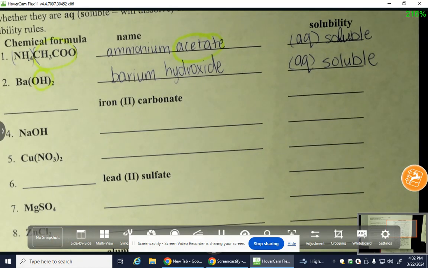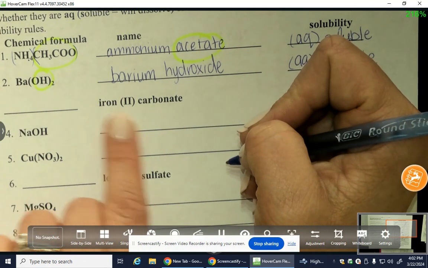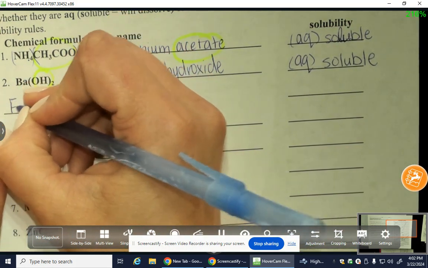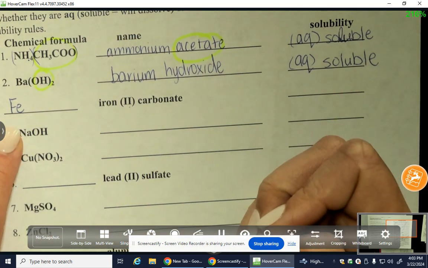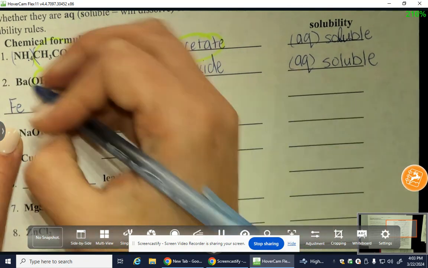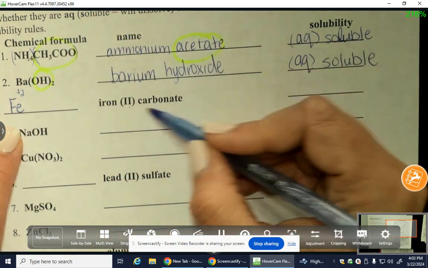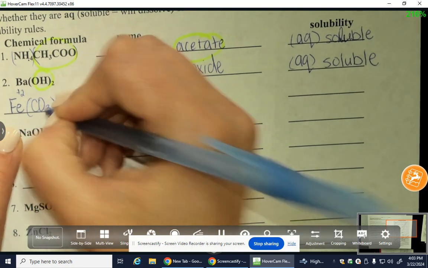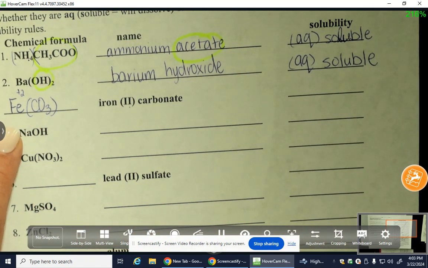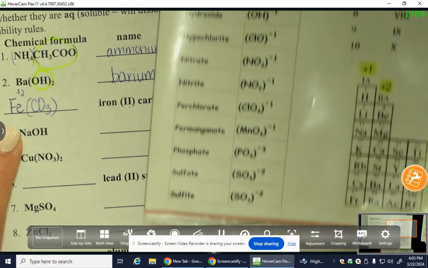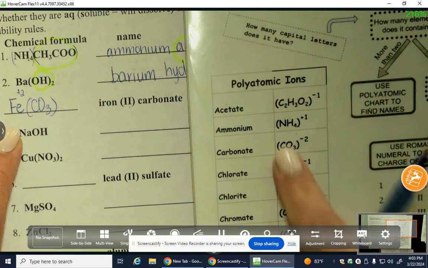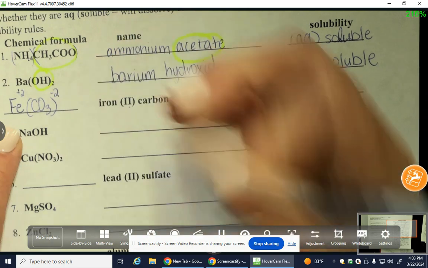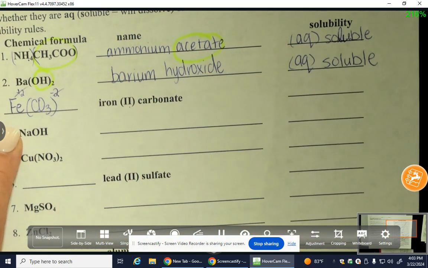All right, our last one, iron 2 carbonate. So iron 2. What's iron? Fe. And what does the 2 mean? It's a +2 charge. Carbonate. What is carbonate? CO3. And just so you know, they're not just guessing on those. They're right here on your polyatomic list. So CO3 has a -2 charge, so those are going to cancel each other out, and we don't have any other subscripts.